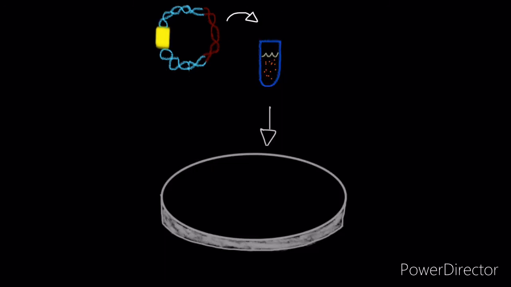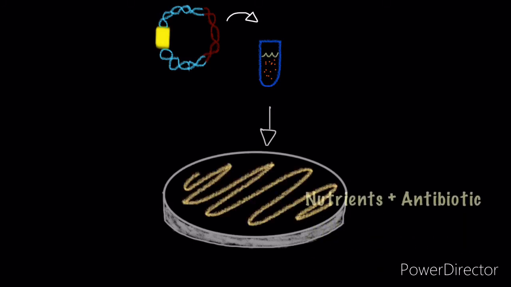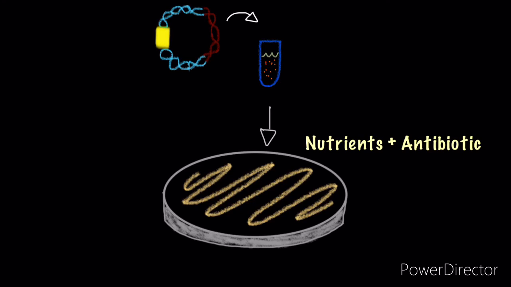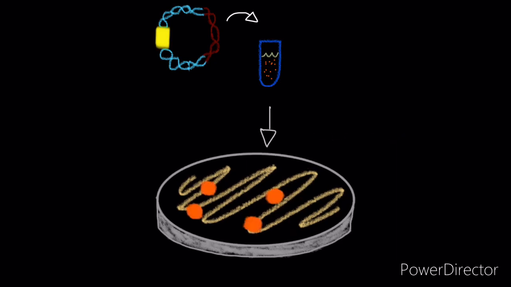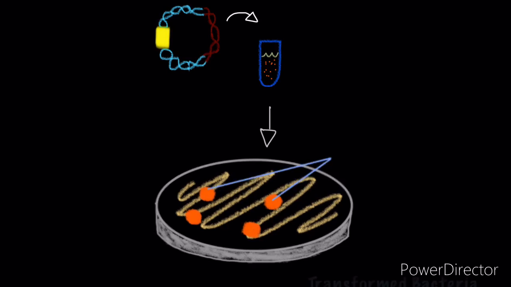What we're going to do next is that we're going to add the bacteria in this plate, and this plate is going to contain nutrients for the bacteria to grow on and antibiotic. Okay, this is why we added an antibiotic resistant in the recombinant plasmid DNA in the first place, because only the bacteria cells that took in the recombinant plasmid DNA, which contains the antibiotic resistant, are the ones that are going to survive on the plate and the ones that are going to start colonizing and growing in the plate.